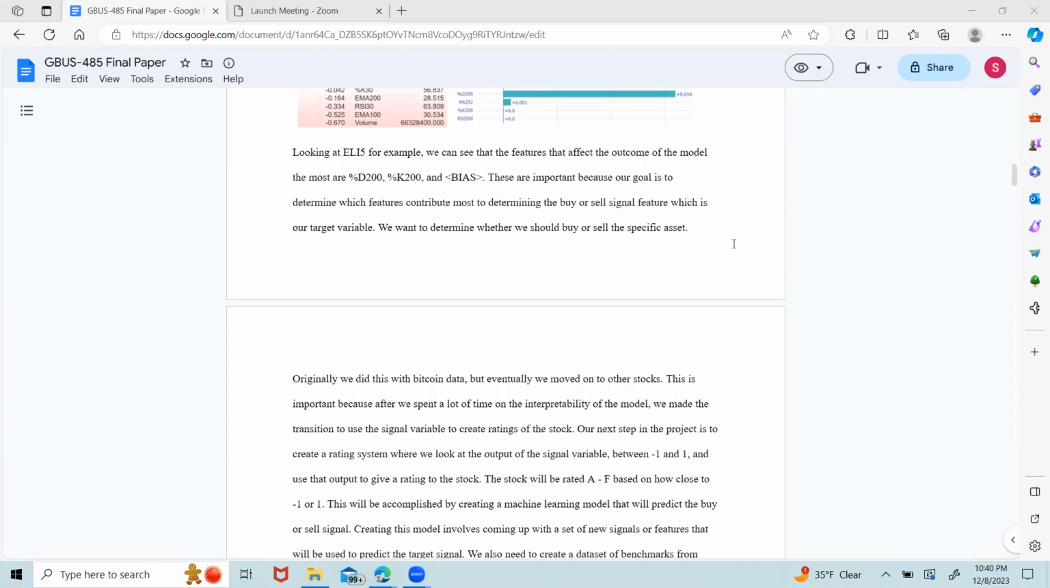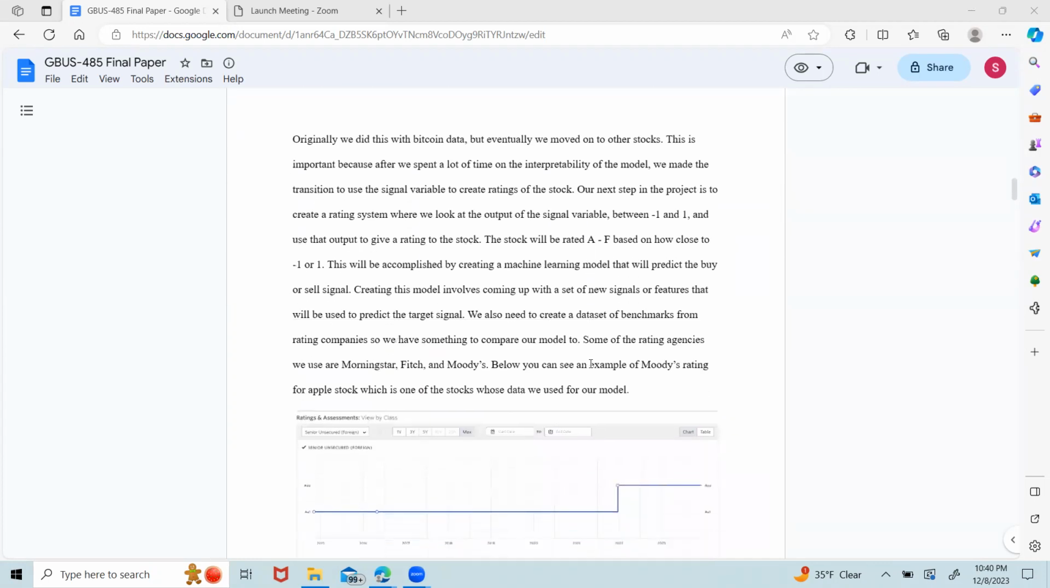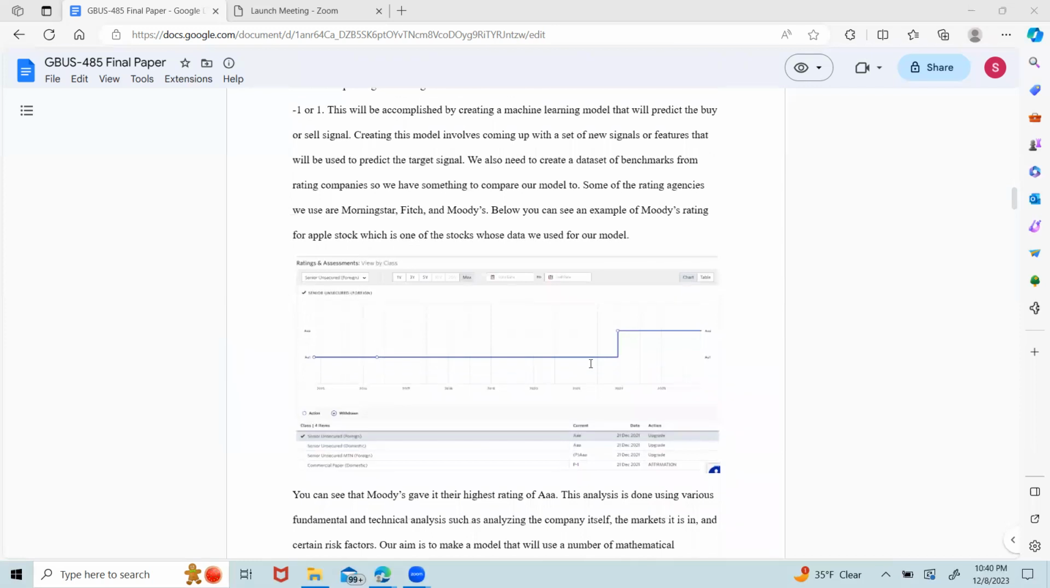After spending a lot of time on this, we wanted to take the project further to create a rating system for the stocks that we were using. Essentially, this was meant to function similar to Moody's or Morningstar, any of these big rating agencies, except instead of rating the stock using the traditional analysis they use, we wanted to rate the stock using a machine learning system.